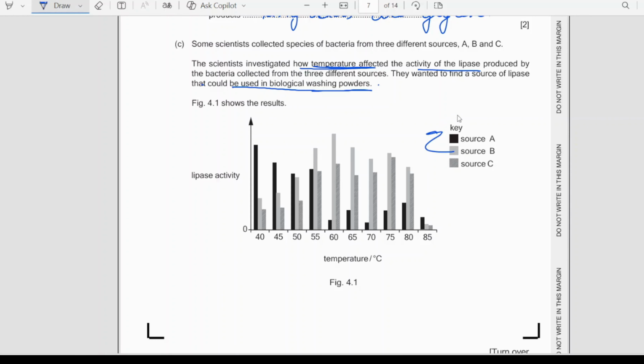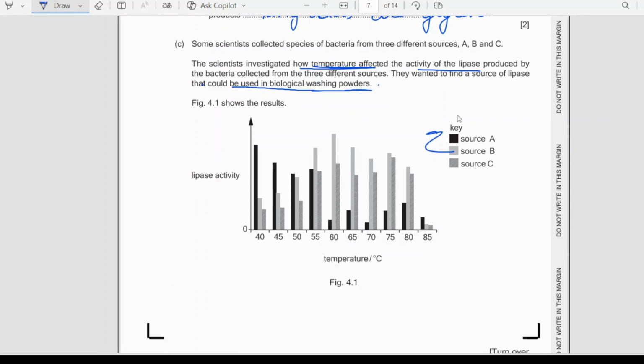More, most suitable to be used in biological. Okay, why? Discuss. Good, because they're quite active. They're quite active at higher temperatures. Don't say denature. They're quite active.